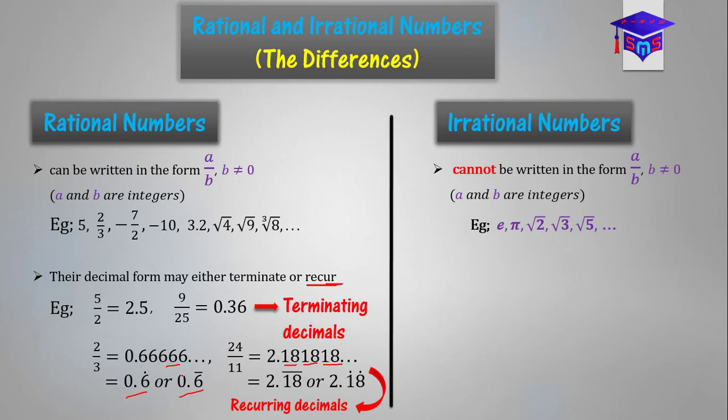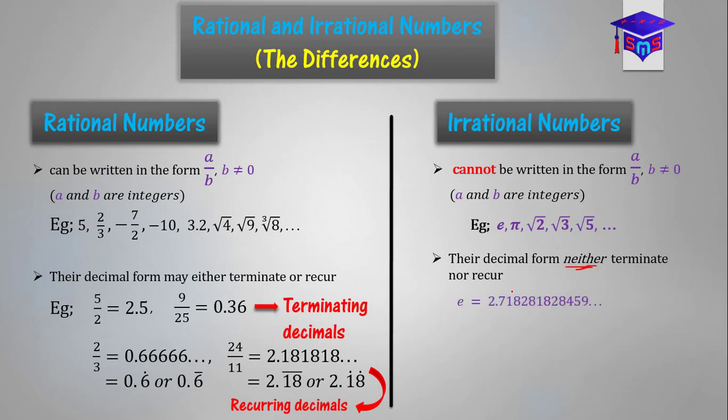Alright, so the decimal form of rational numbers may either what? Terminate, as in this form, or recur, as in this form. Good. On the other side, the decimal forms of irrational numbers neither terminate nor what? Recur. So it's like the direct opposite. The rational numbers, they terminate or recur, and then the irrational numbers, the decimal form neither terminates nor what?